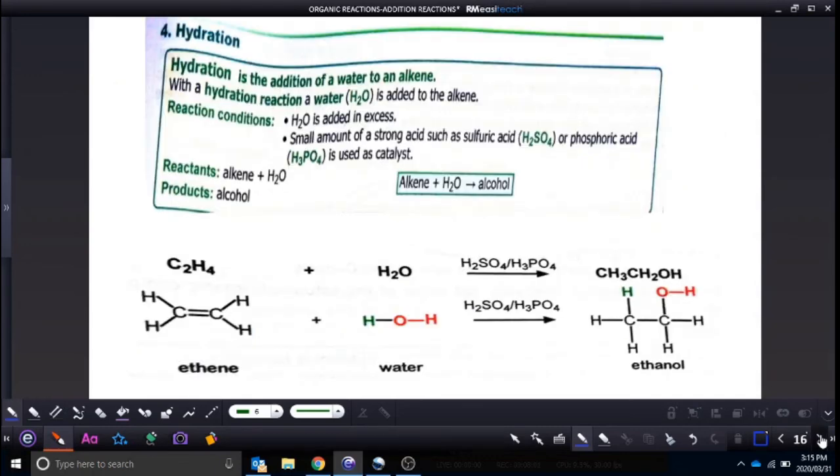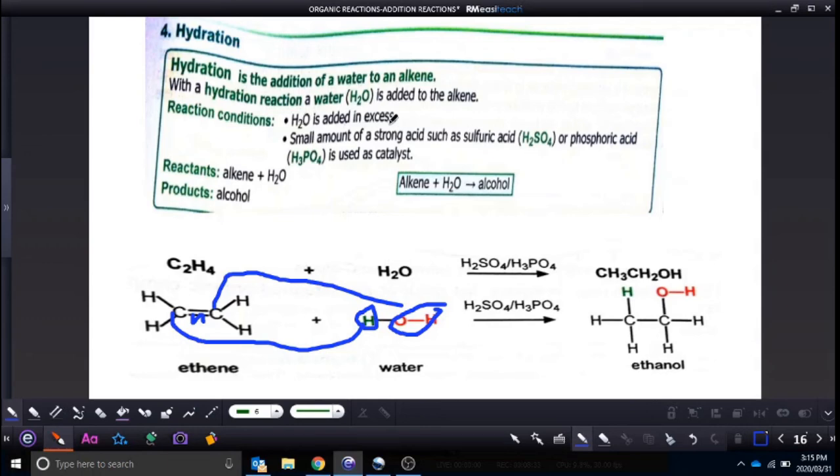Okay, last one, hydration. That is when we add water to the compound. Okay, we form an alcohol. What happens is the bond breaks again, but now we get the OH that's going to bond as one and the hydrogen atom. So here again, Markovnikov's rule is going to apply. The hydrogen is going to bond to one side and the OH to the other side, and we will form an ethanol.